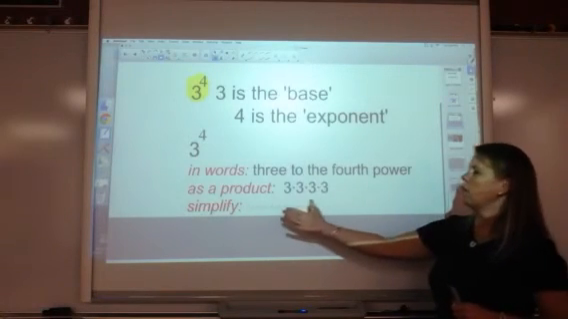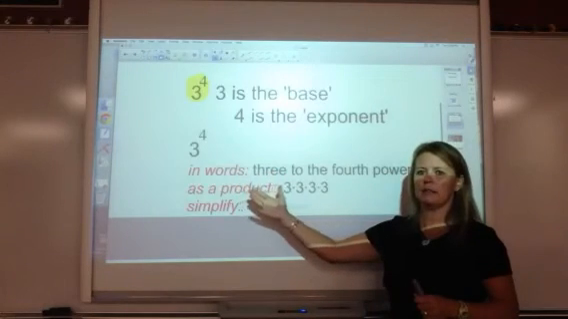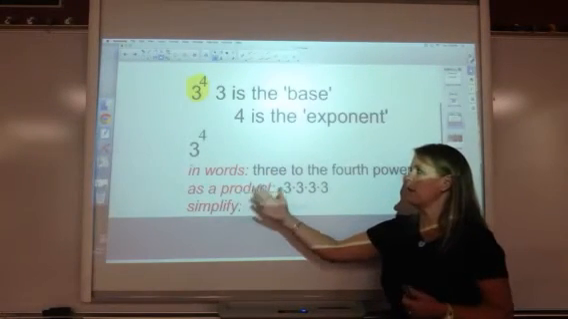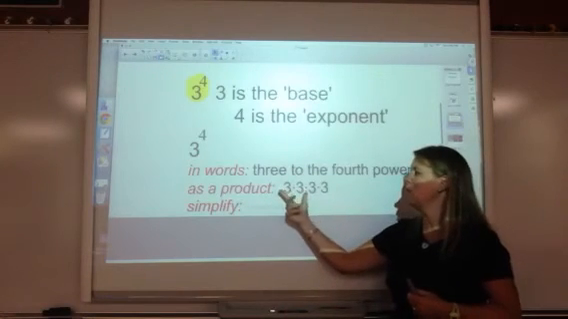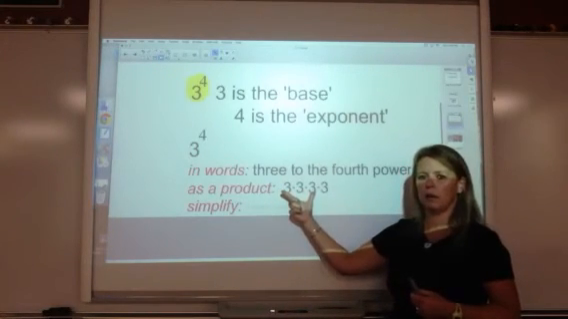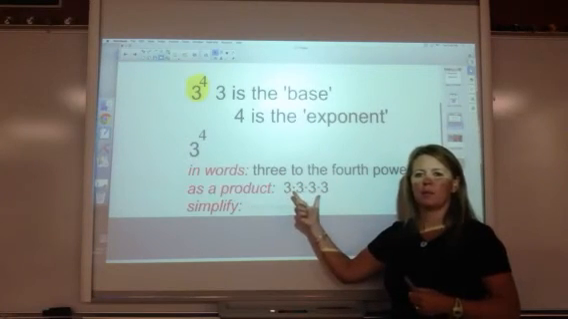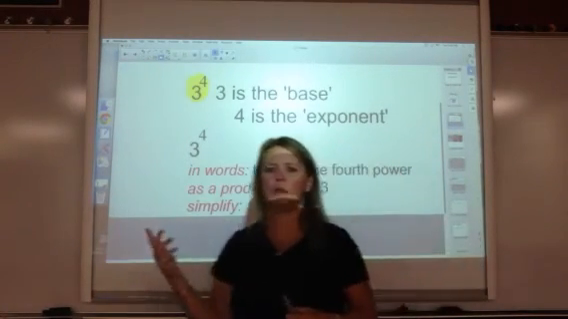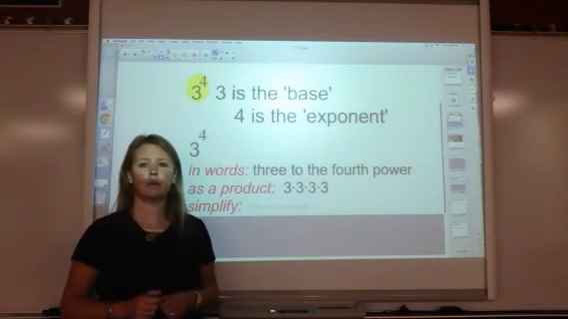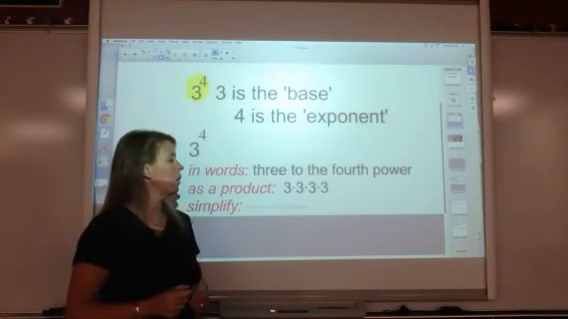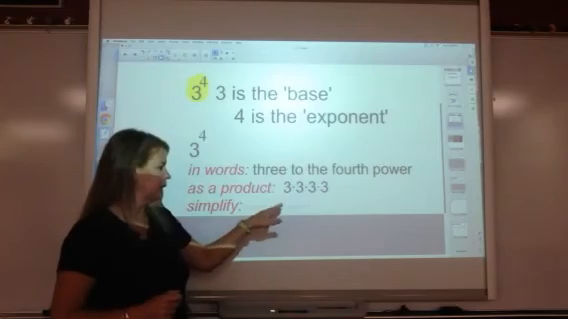If you are actually asked to simplify 3 to the 4th power, if it says simplify that, it means they want you to evaluate it. They want the actual answer to what is 3 to the 4th power. I do not want you to use a calculator and type in 3 times 3 times 3 times 3. Because what if we want 3 to the 12th power? Well, 3 to the 12th power is a lot of 3's on your calculator. So maybe we're going to work on using the power button on your calculator.